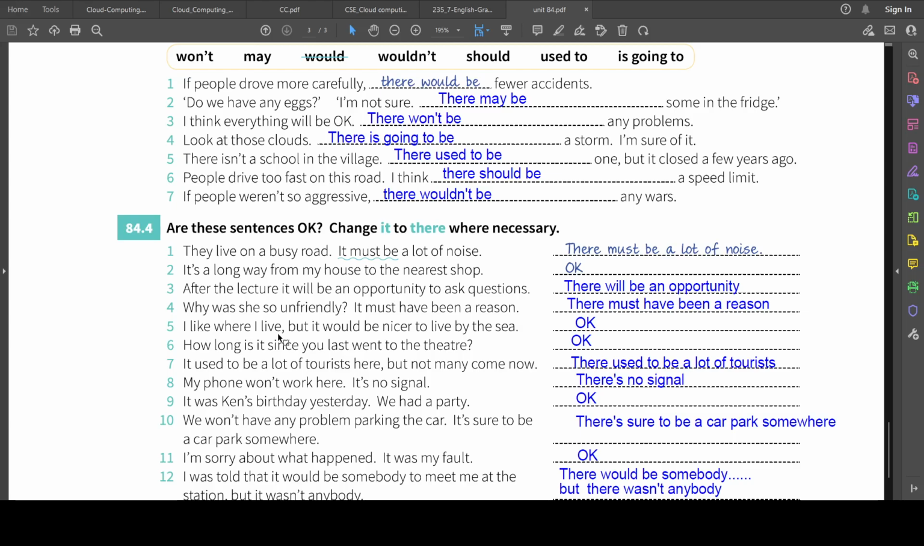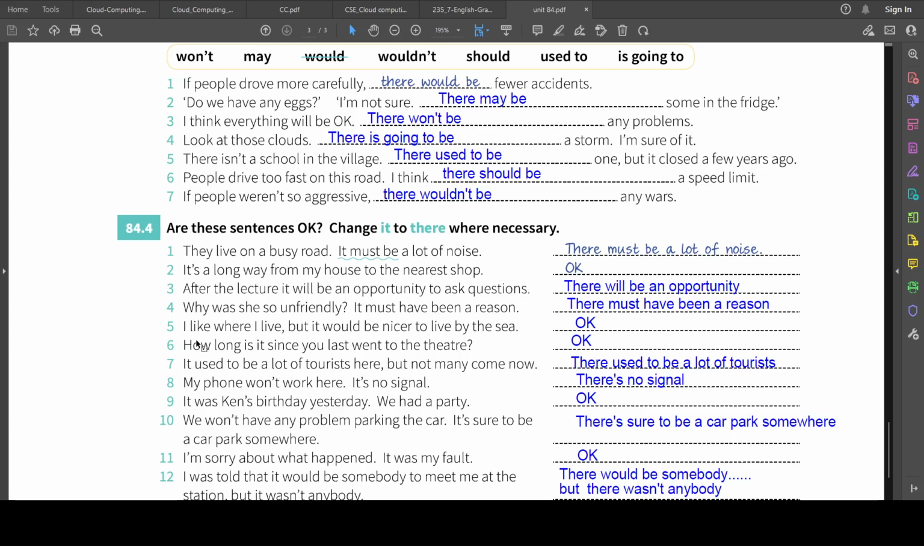I like where I live, but it would be nicer to live by the sea. That's okay. So I like where I live, that's the first sentence. But it would be, check it out. We use it because we are referring to the previous object, or in this case, the previous fact, I like where I live. That's why we use it, and it's okay.